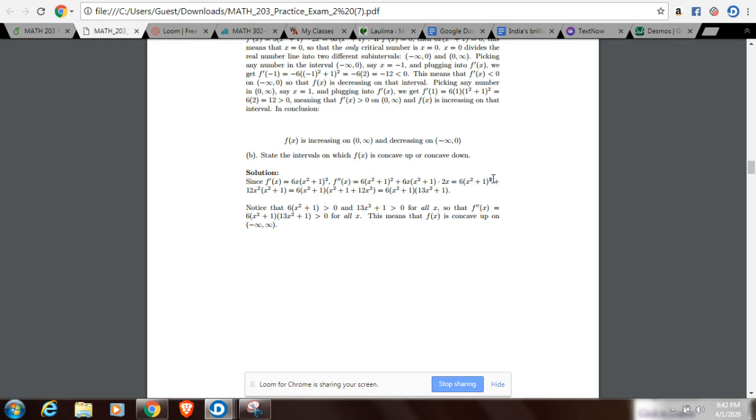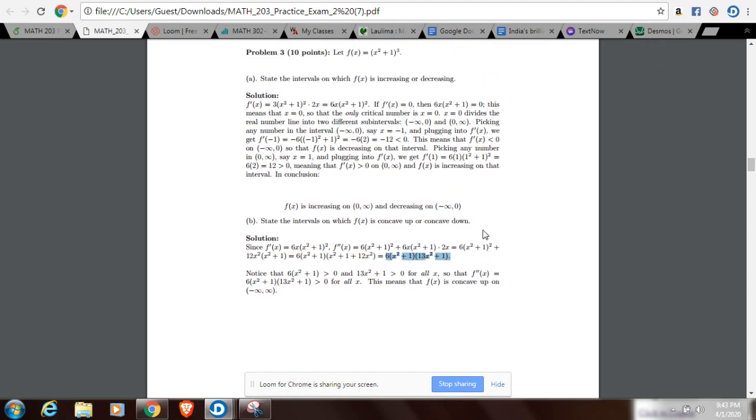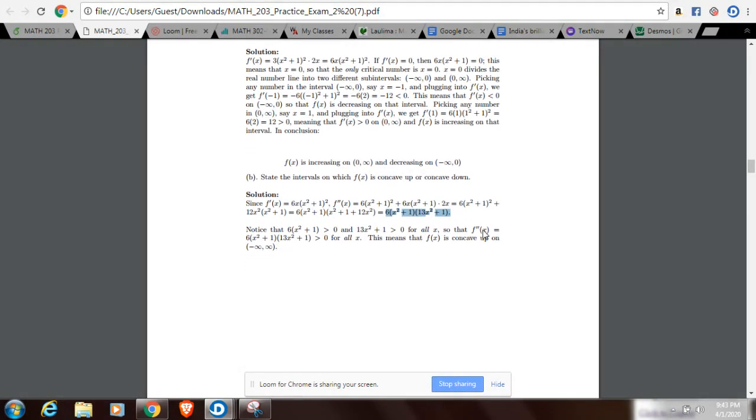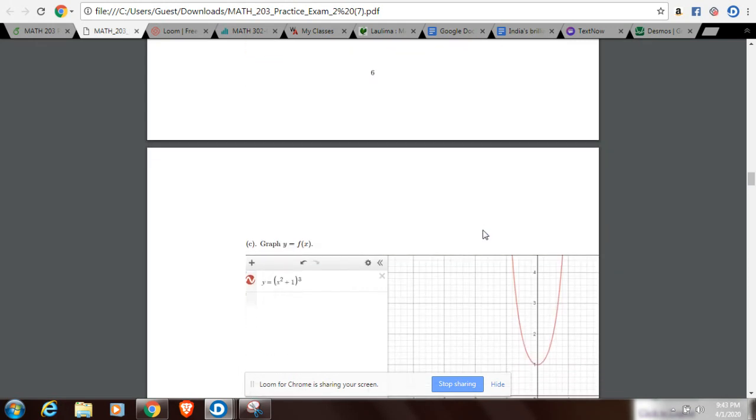x squared plus 1 appears as a common factor. When you factor it out, you get 6 times (x squared plus 1) times [(x squared plus 1) plus 12x squared]. Combine like terms, x squared plus 12x squared is 13x squared. You're adding 1. So we're left with this. And notice both these factors are positive. So f double prime is always positive, meaning the function is concave up on the interval from negative infinity to positive infinity. And then the last problem, which is the graph.